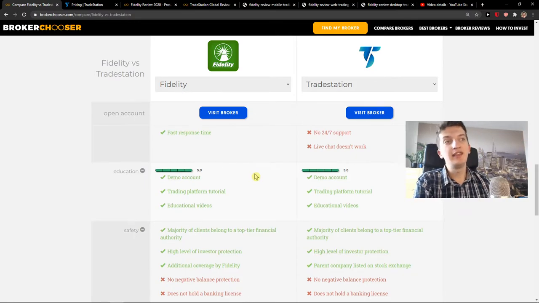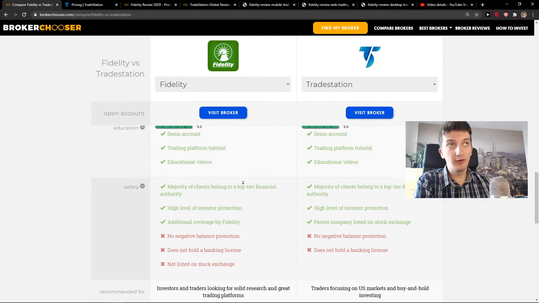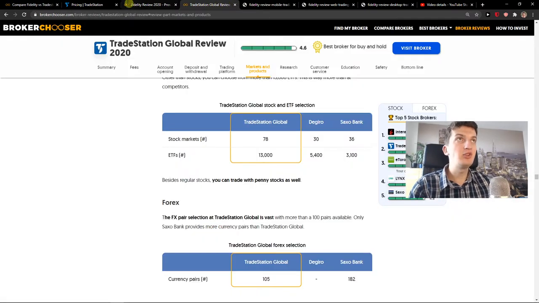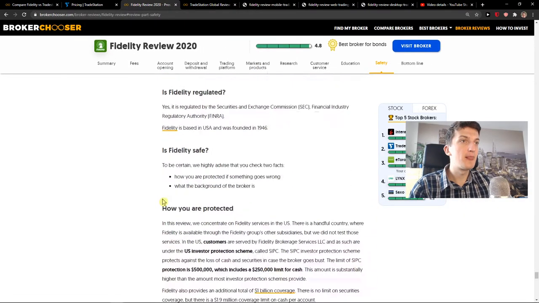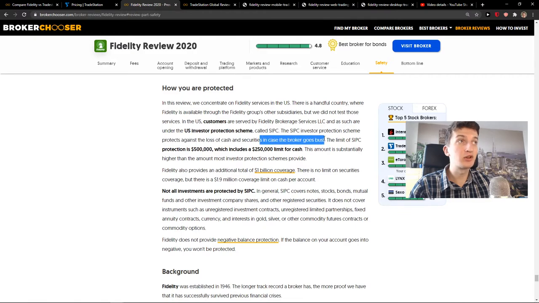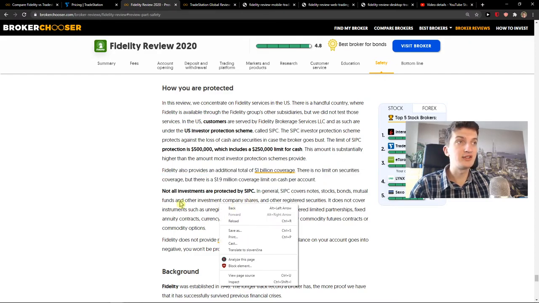Safety is good on both of these platforms and they are safe compared to, I don't know, eToro or Robinhood. Fidelity, let me just read you this. The protection scheme protects against loss of cash and securities in case the broker goes bust. Protection is 500,000, which includes a 250,000 limit for cash. Fidelity also provides an additional total of 1 billion coverage. And that's huge too.